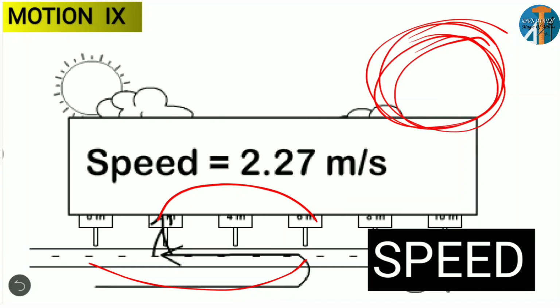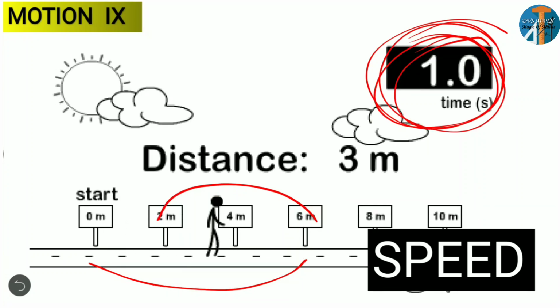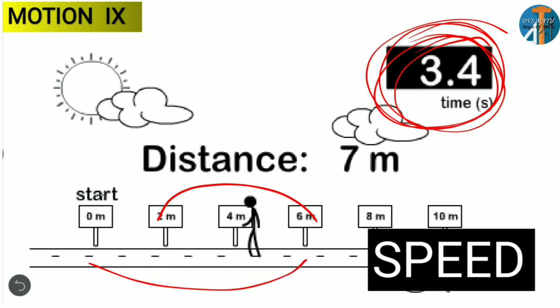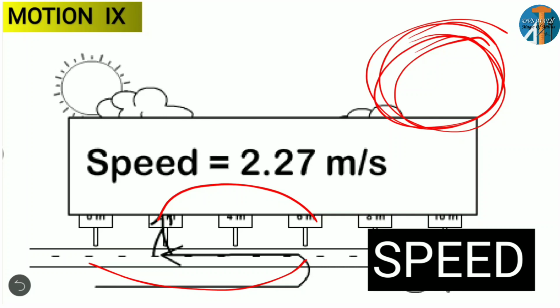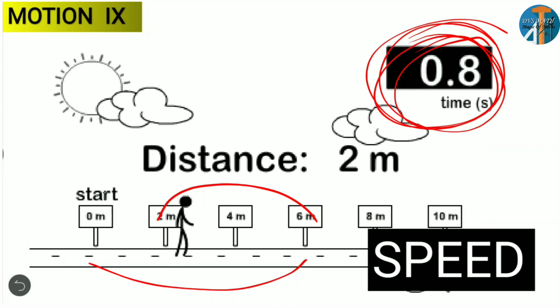So that means the actual path traveled by an object from one position to another position is the distance. If you take distance by time, you will get speed. Clear? So speed is a scalar quantity. SI unit is meter per second. I think you are clear about the speed.